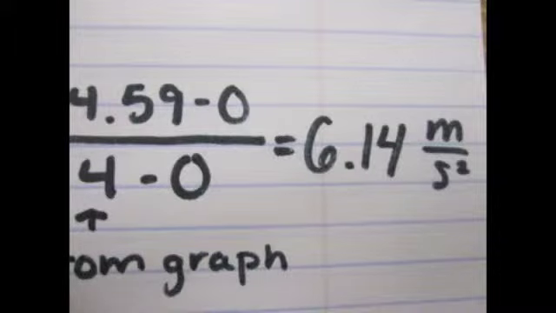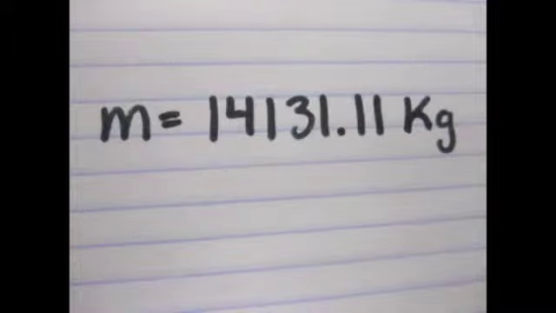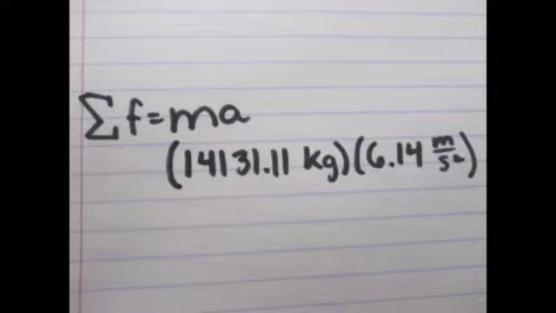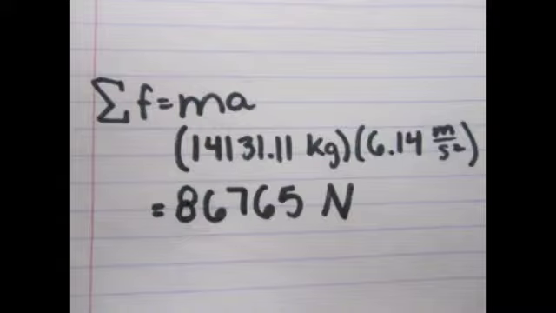Our calculated acceleration is 6.14 meters per second squared. The estimated mass of the train with passengers is 14,131.11 kilograms. So force equals 14,131.11 kilograms times 6.14 meters per second squared, which equals 86,765 newtons. But what does that really mean?